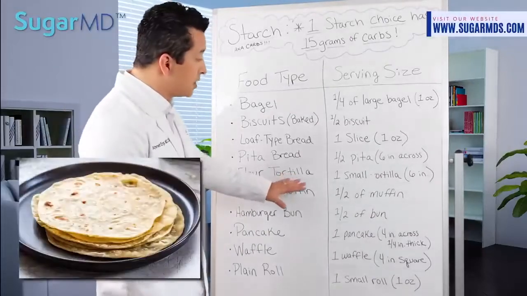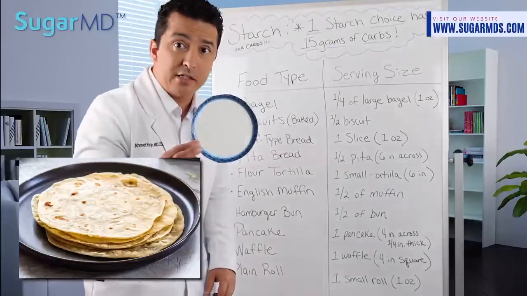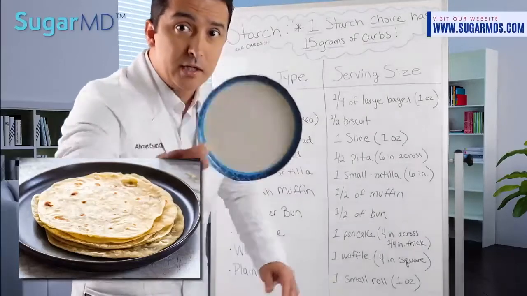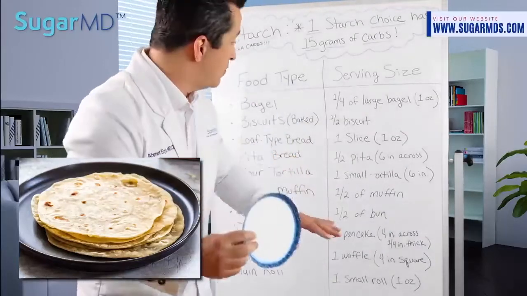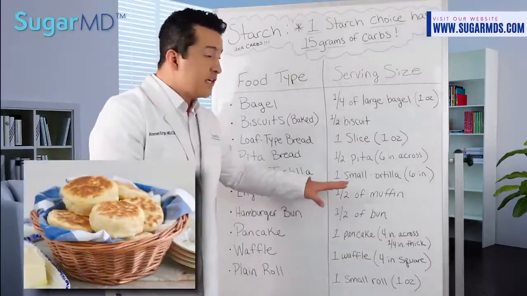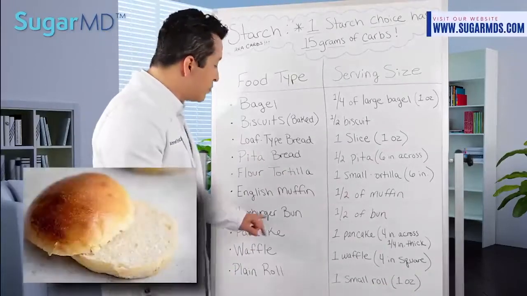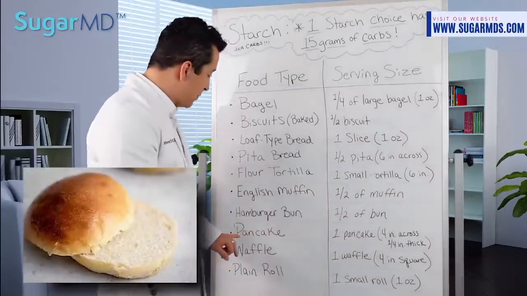Now, flour tortilla, one small tortilla is around 6 inches, again, around this size. Okay, here you go. Again, my hand here. So that is your 15 grams as well. English muffin, half of an English muffin is 15 grams. Again, the full makes it 30 grams. Hamburger bun, again, half a bun is 15 grams.